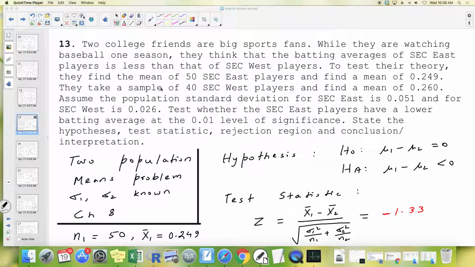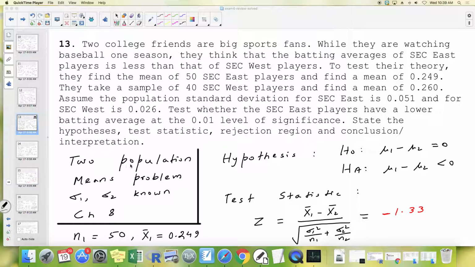So they take a sample of size 50 from ACC East, for which the average is this, and a sample of size 40 from ACC West, and the sample average is this. But the population standard deviations are known, and they're given as such and such. So we have to test the claim that ACC East have a lower score on average than ACC West, and the level of significance is 0.01.